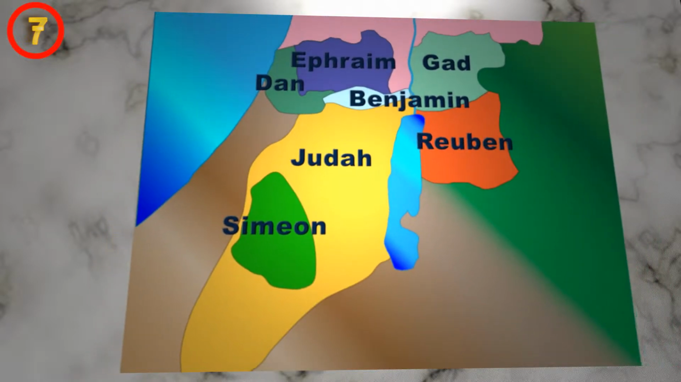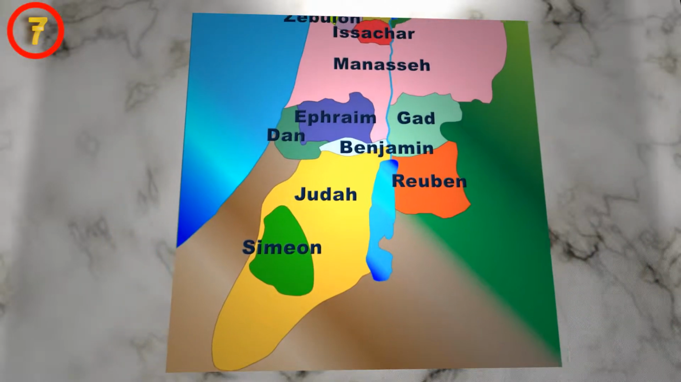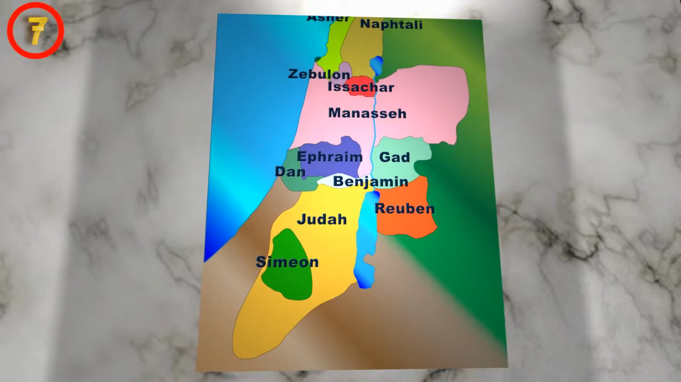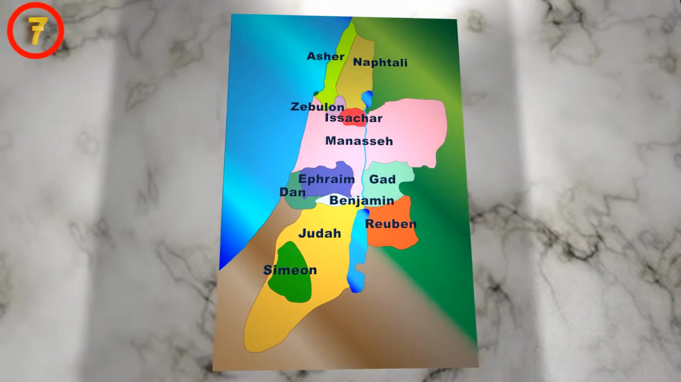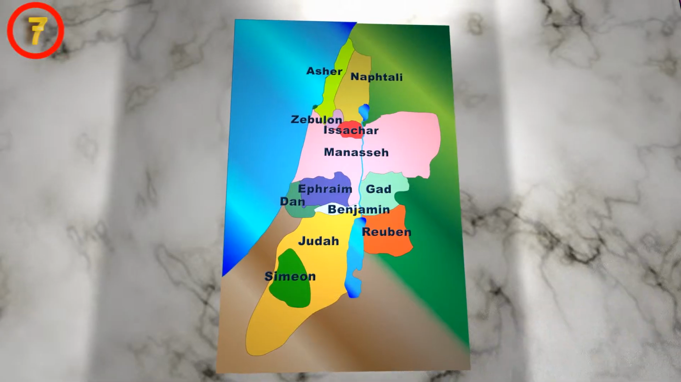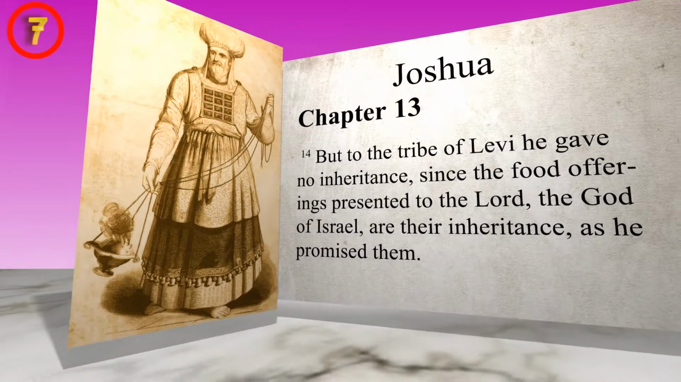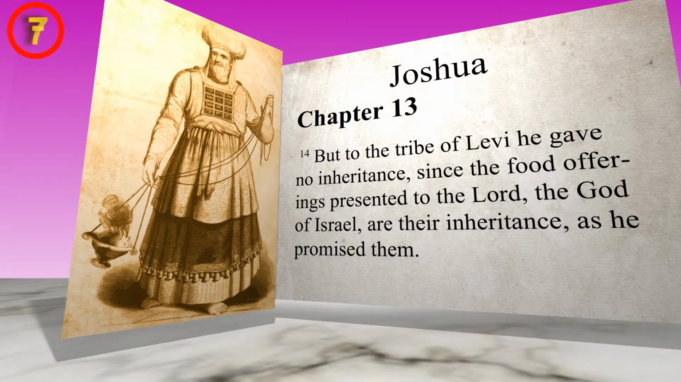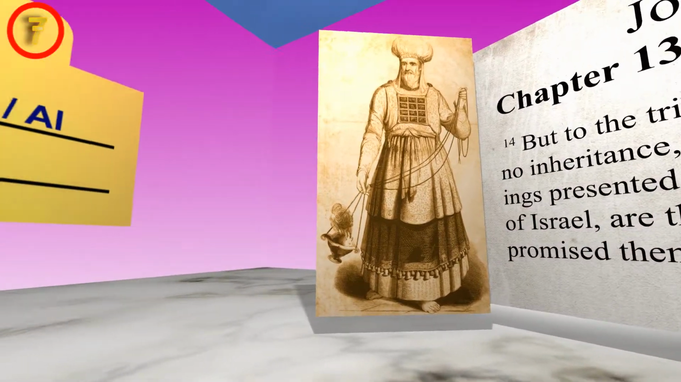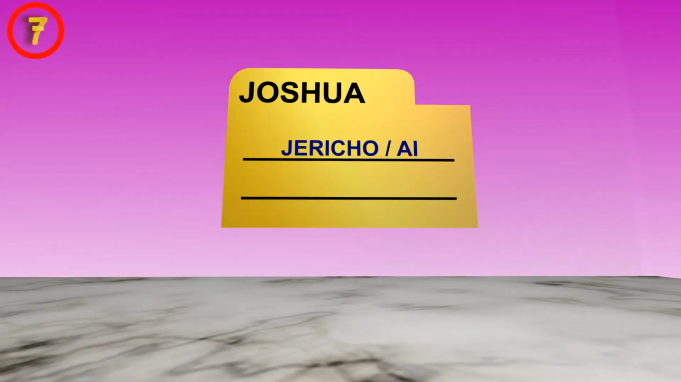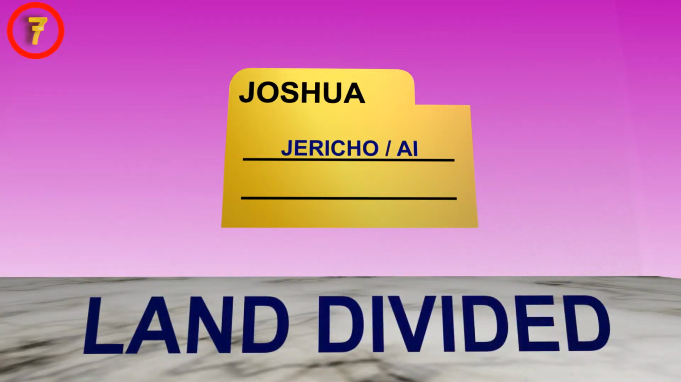As for the tribe of Levi, they received no land inheritance. They were given only towns to live in, with pasture lands for their flocks and herds. The Levites were the priests of the tabernacle, and as Scripture says, "But to the tribe of Levi he gave no inheritance, since the food offerings presented to the Lord, the God of Israel, are their inheritance as he promised them." So the second and final entry in the Joshua folder is Land Divided.